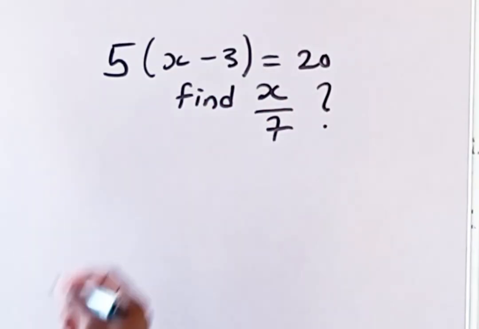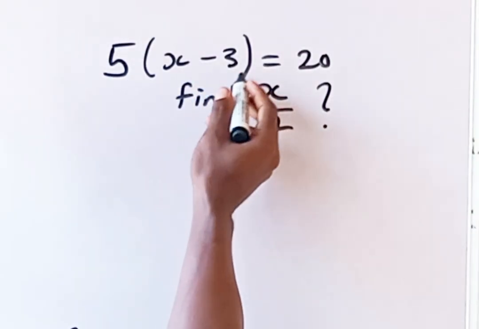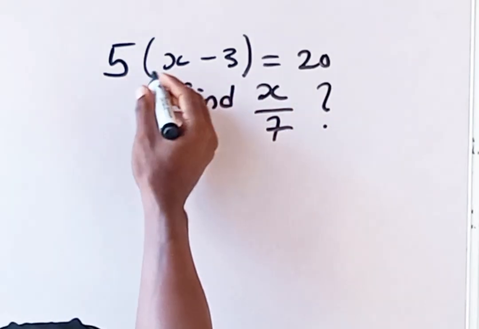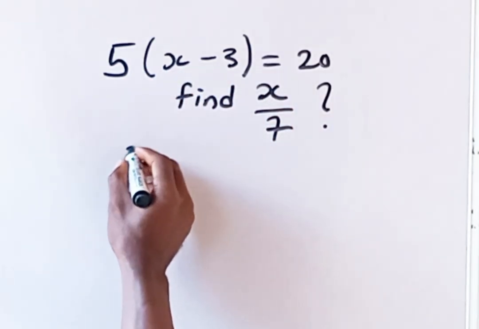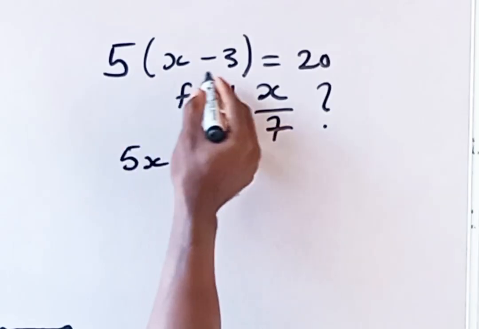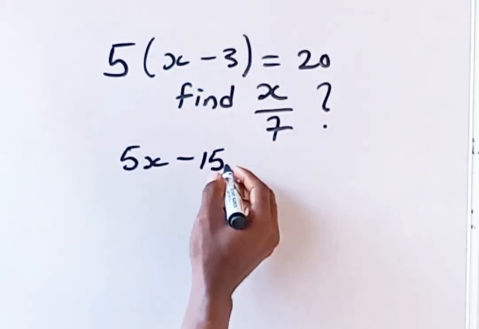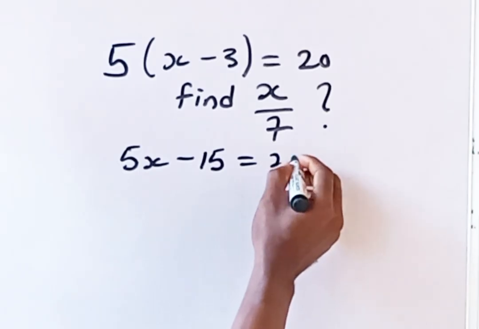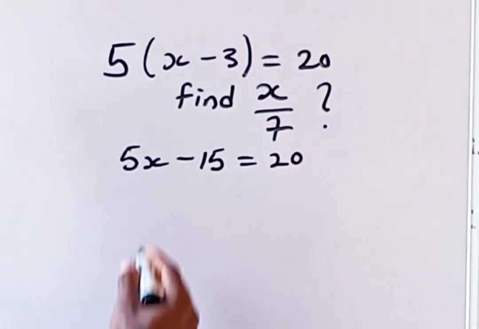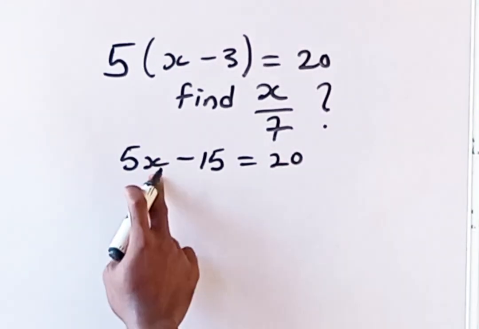To get the value of x, we have to use 5 to multiply everything inside this bracket. 5 times x is going to give us 5x. 5 times 3 is going to give us minus 15, equals 20. Alright? Now, this is 5x. We are looking for the value of x.